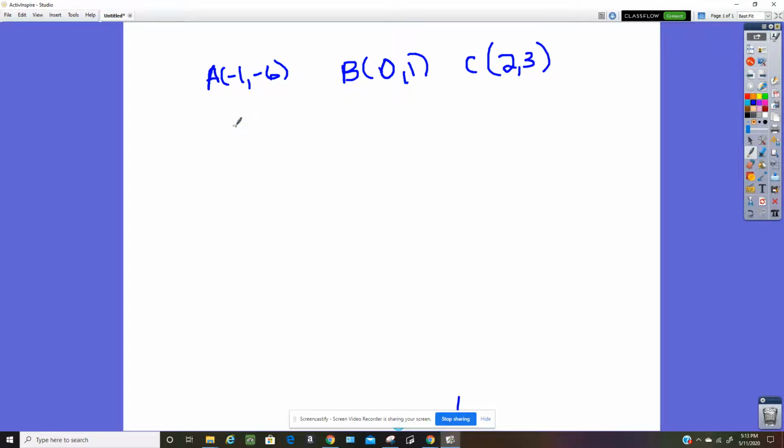We know the general form of a quadratic is y equals ax squared plus bx plus c. So we're going to plug each one of these points into this equation, and we're going to have 3 equations and 3 unknowns. The unknowns are going to be a, b, and c. We're going to find out what these 3 numbers are by using matrix equations. So the first point, A, is -1, -6.